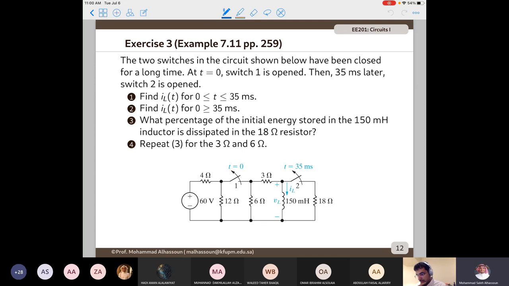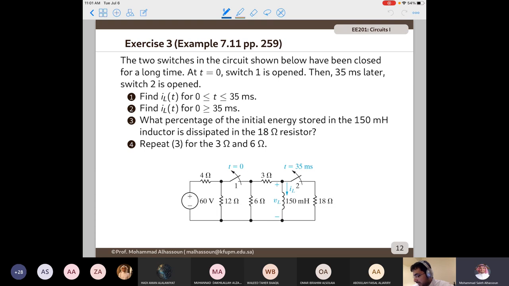Okay, we have one more exercise on this subject. Let's start to solve it. This is another way of asking questions about sequential switching. In this circuit, remember the previous one had a capacitor; this one is for an inductor. In this case, we have two switches. The original circuit was fully connected. Then at T equals zero, switch one is opened.